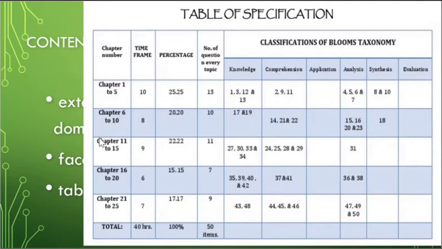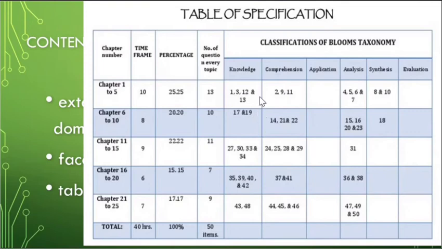So this goes through the rest of the items. For chapter 6 to 10, you have 10 items. So 17 and 19 under knowledge, 14, 21, and 22 under comprehension. Items number 15, 16, 20, 23, and 18 are under analysis and synthesis. So this goes with the other chapters.